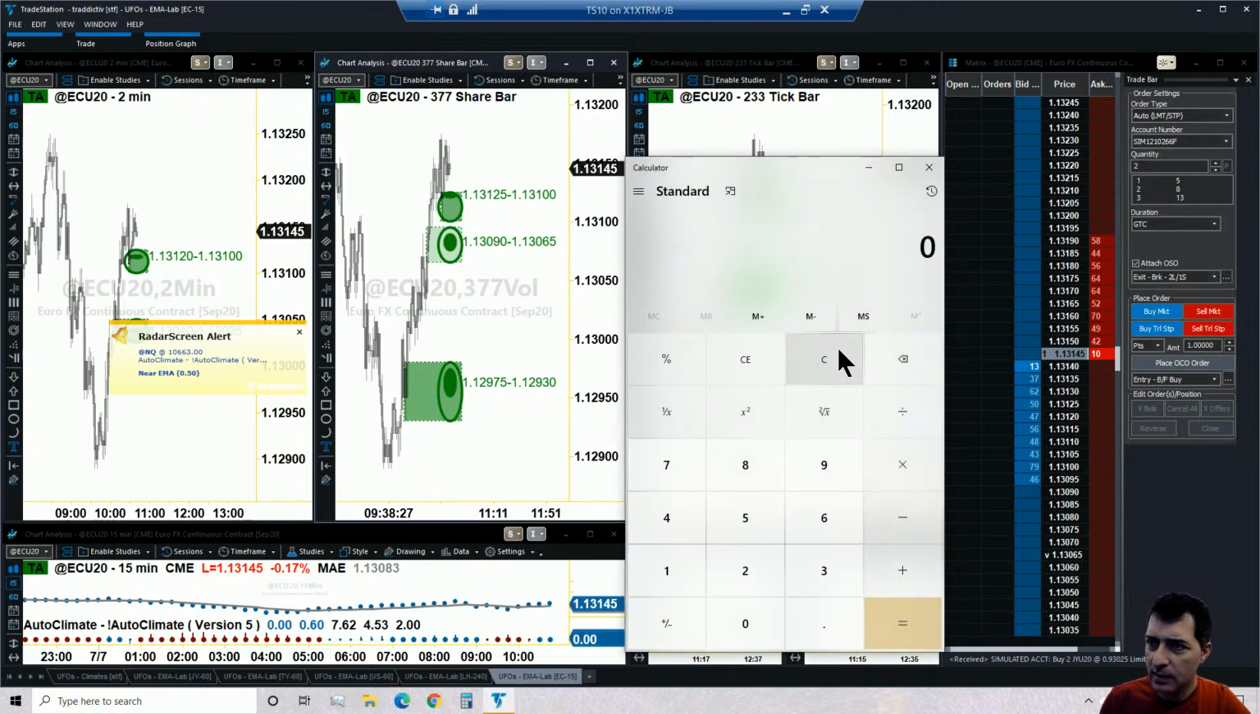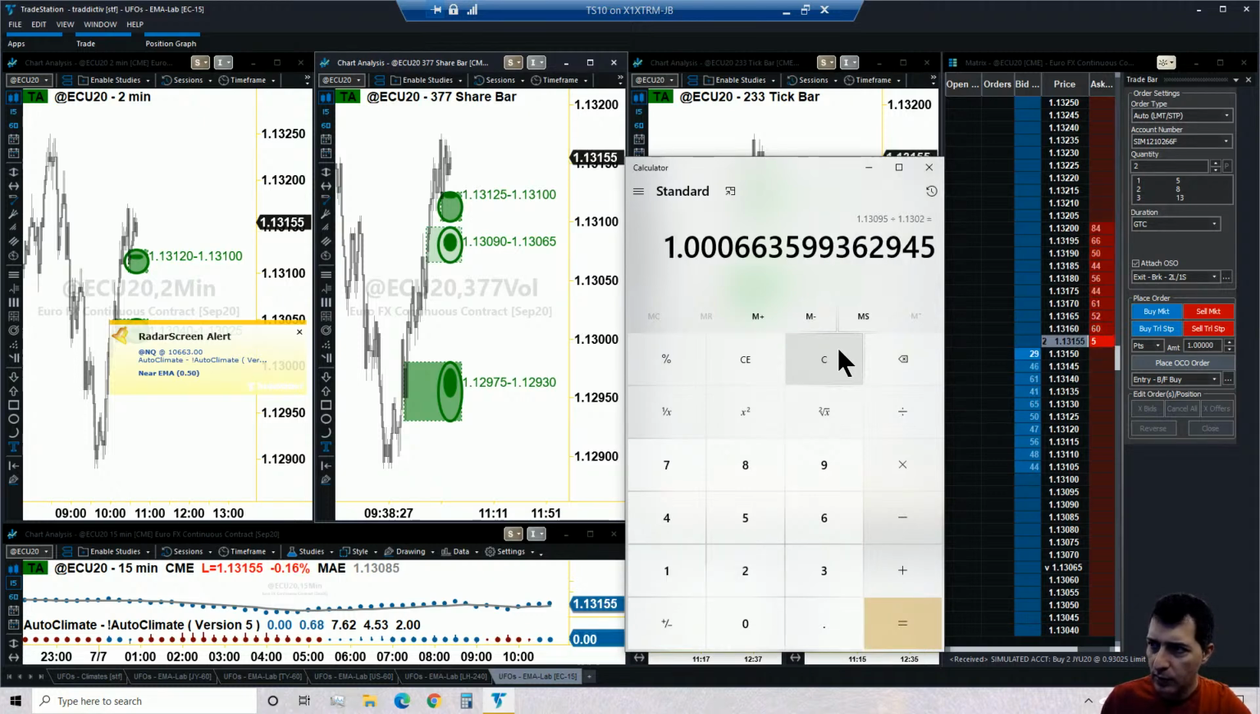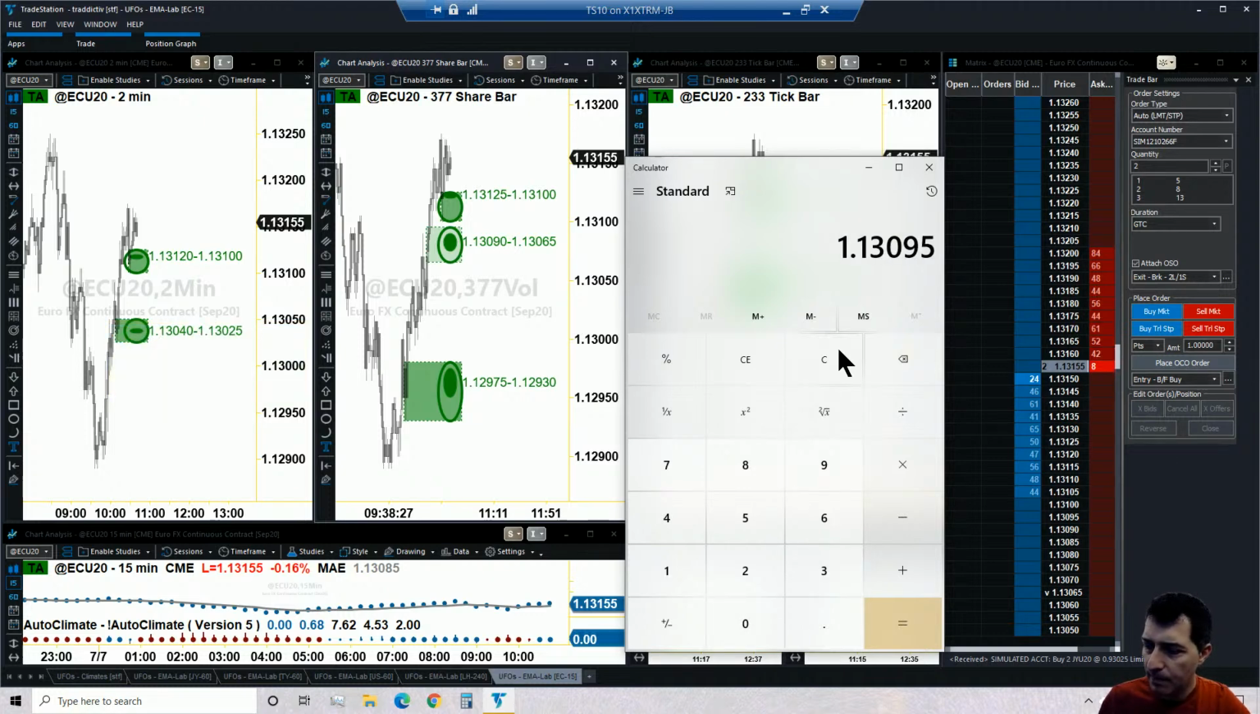So again, the entry 113.095, the stop 113.02. So 113.095 minus 113.02. So we're talking about 7.5 pips, okay, which is 15 ticks. And if I project this above the entry, which is 113.095, that brings the safety target to be 113.17. Okay, so let's input an order.